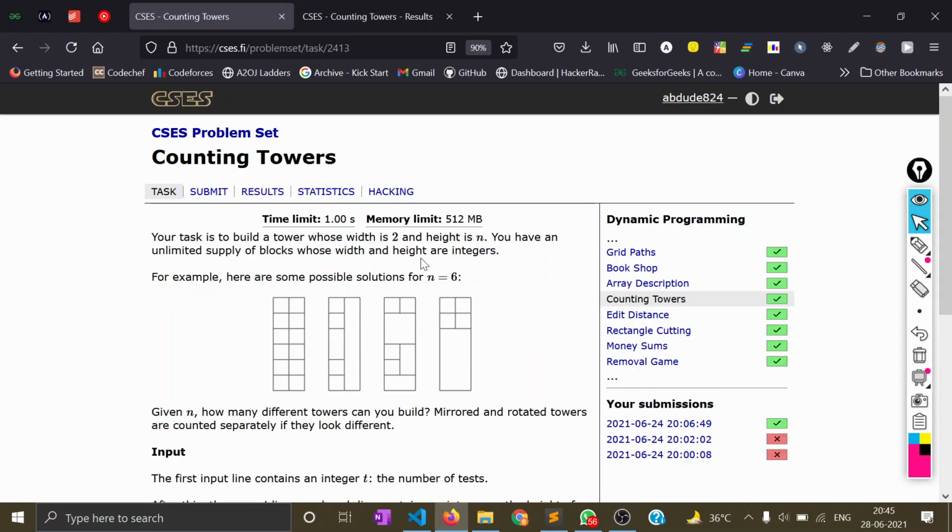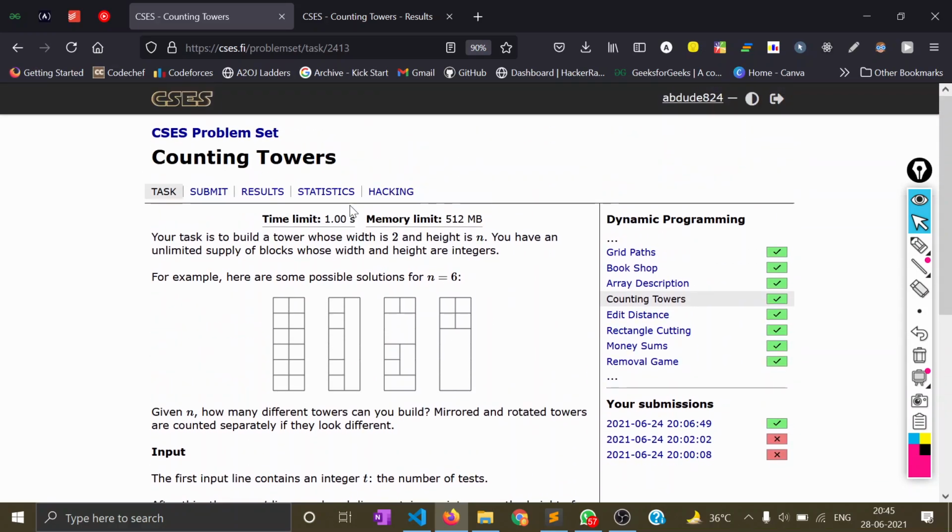Hello guys, welcome to the eighth video of the CSES problem set DP series, and today we are going to discuss this problem, counting towers. If you haven't read this problem, please pause the video and try for 15 to 20 minutes and come back if you can't think of any approach.